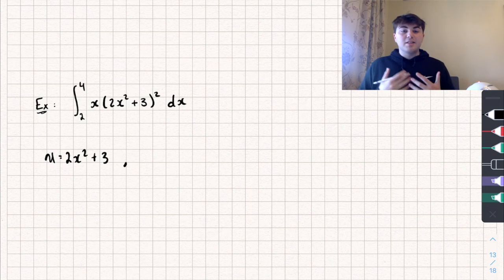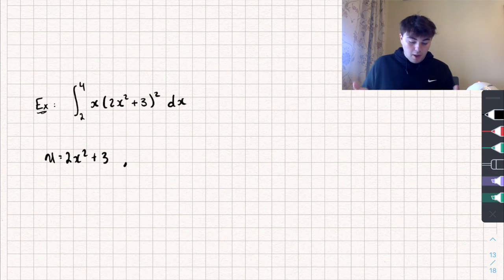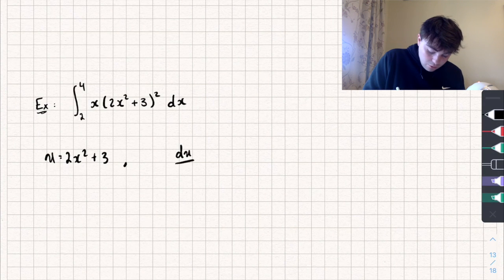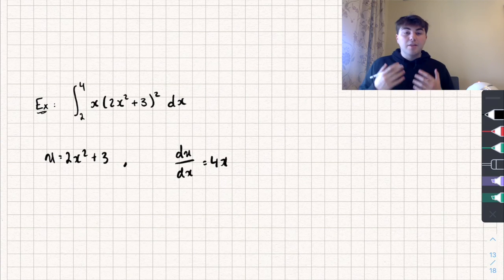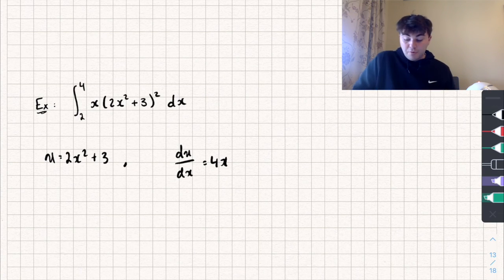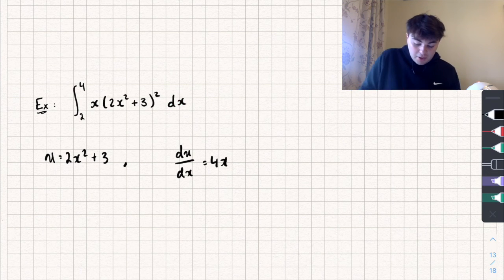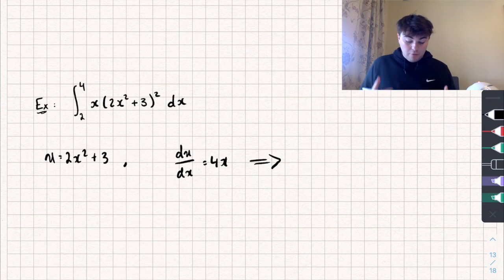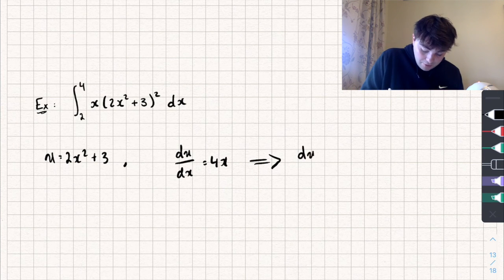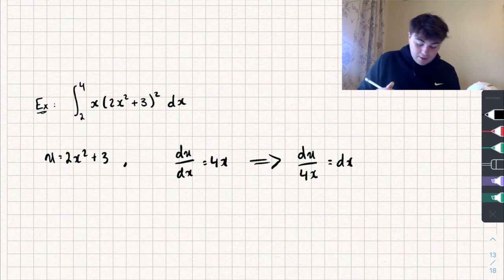From here, we're going to take the derivative of u with respect to x. If we do that, we get du by dx is equal to 4x. We can then treat this like a fraction and rearrange it to make dx the subject, because then we can substitute it in for our dx. That's pretty easy. We multiply both sides by dx, and then divide both sides by 4x. If we do that, we get that du divided by 4x is equal to dx.